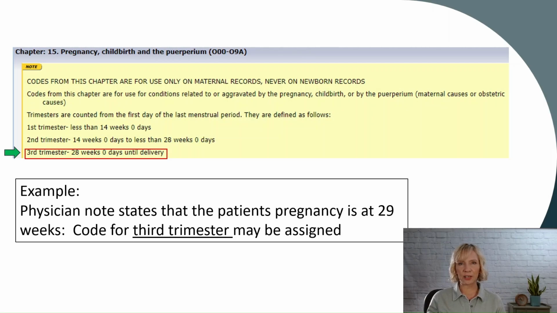In situations where the provider has only recorded the weeks of pregnancy without specifying the trimester, the definitions can be used to determine the appropriate trimester character. For instance, if the provider notes that the patient has completed 29 weeks of pregnancy, the code for the third trimester can be assigned using the provided trimester definitions. It's not necessary for the provider to explicitly state the third trimester in their documentation.